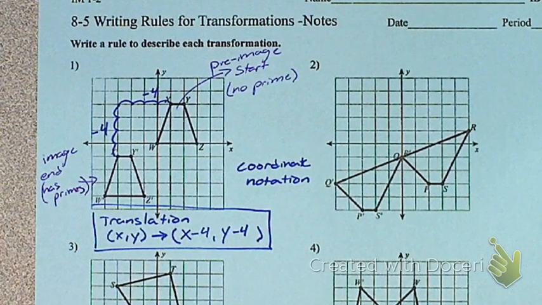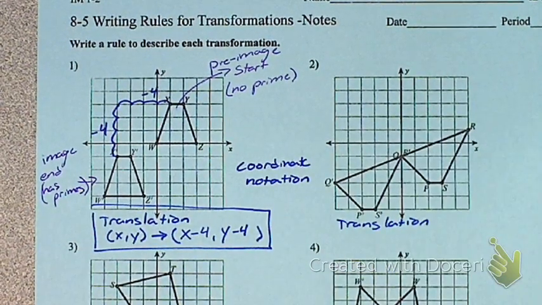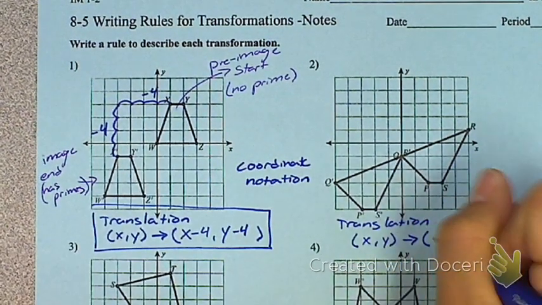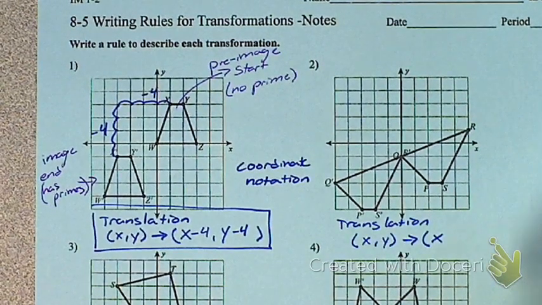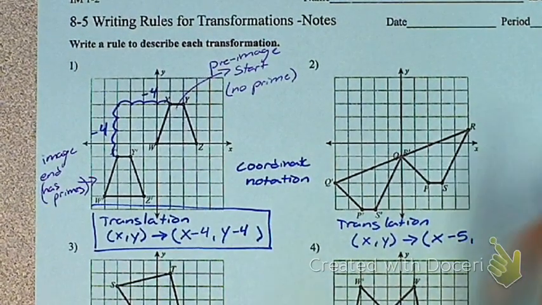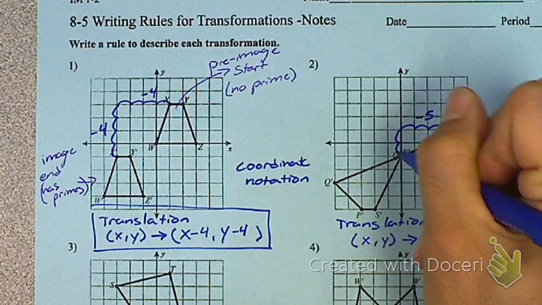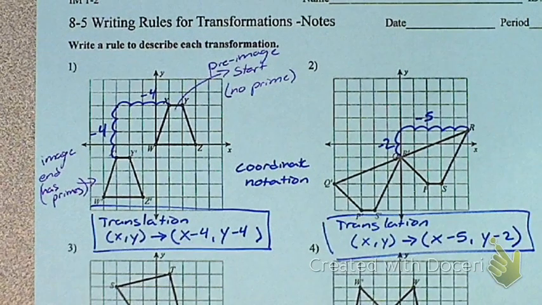For number 2, what do we decide? Translation, reflection, or rotation? Translation. Who wants to give me the rule? Go ahead. To the left. You go left 5 times on the x. So it's x minus 5. How about for the y's? Y is minus 2. Good. Any questions? Next one.